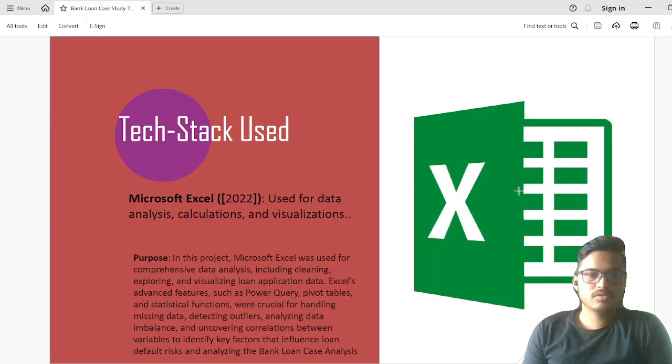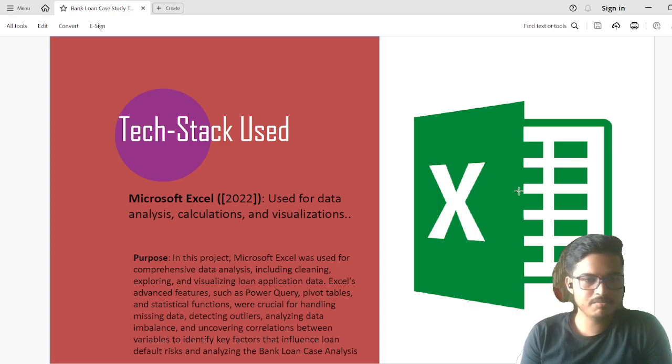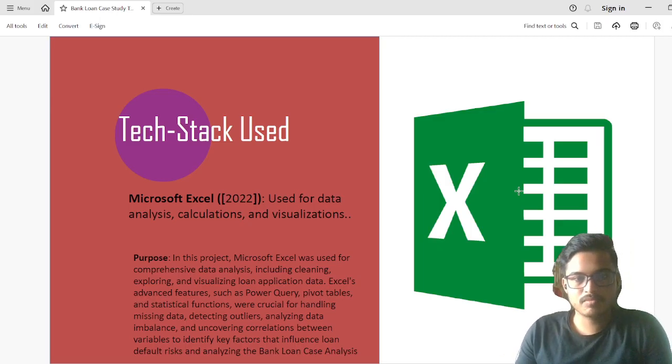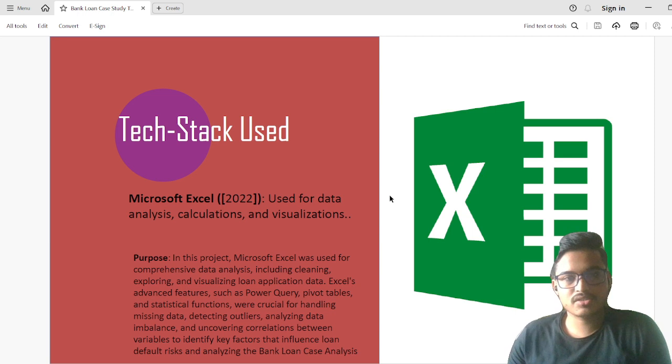The tech stack used: we of course used the latest version of Microsoft Excel for data analysis, calculations, and visualization. In this project, Excel was used for comprehensive data analysis, including data cleaning, exploration, and visualization of the loan application data. Its advanced features such as Power Query, pivot tables, and statistical functions were crucial for handling missing data, detecting outliers, analyzing data imbalance, and uncovering correlations between variables to identify the key factors that influence loan default risk in analyzing the bank loan case. So this is the very powerful, latest version of Excel.